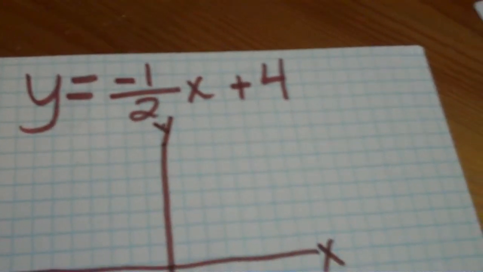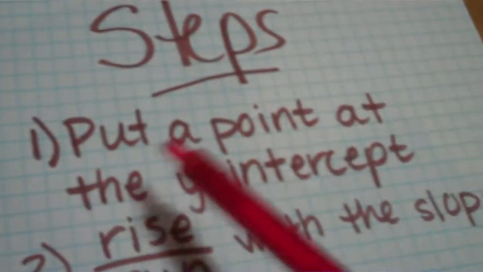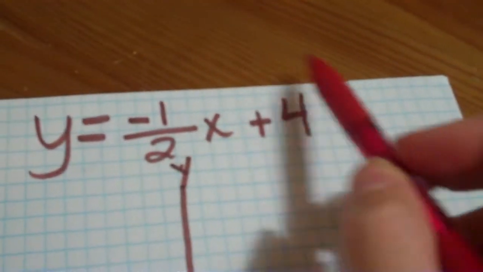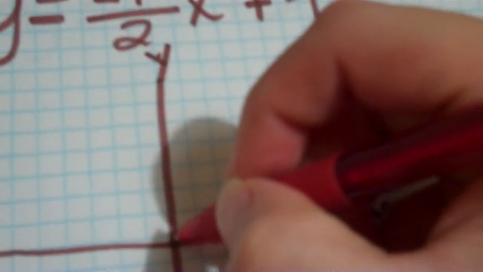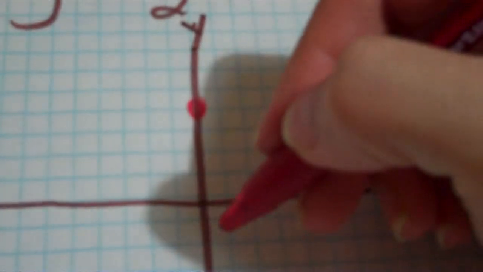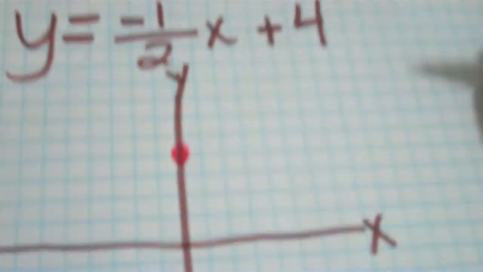Okay. Yet again, label Y and X. You need to get used to that. Okay? So my first step was to put a point at the y-intercept. So I go here, and my y-intercept is a positive 4. So on the y-axis, I put a point. I start here at 0 and I count up 4. 1, 2, 3, 4. I'll put a dot there. Okay? That dot is at positive 4.